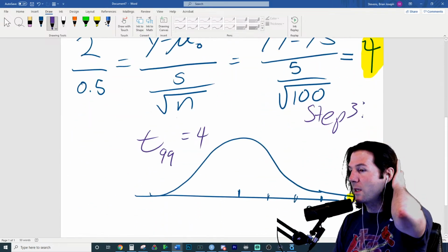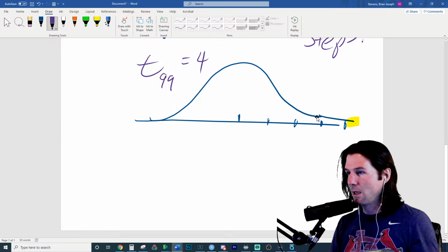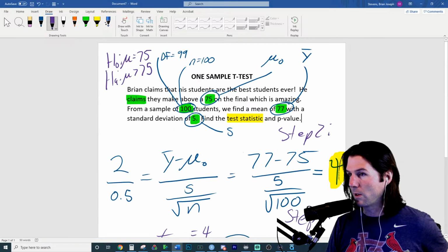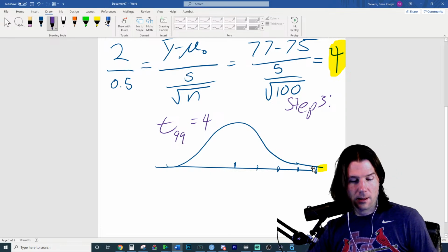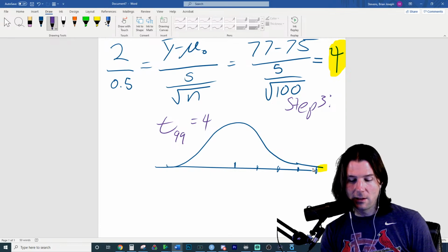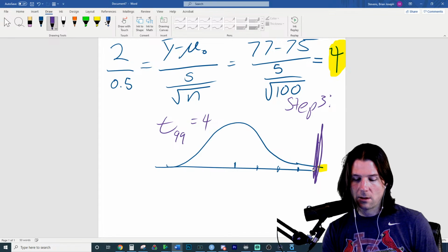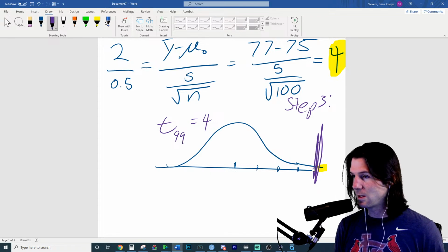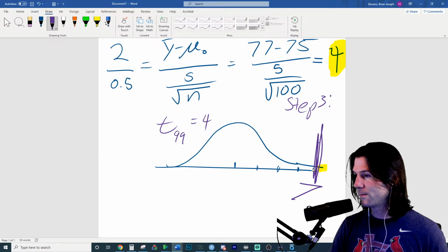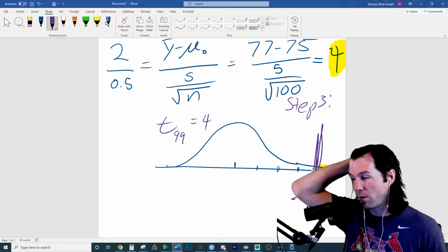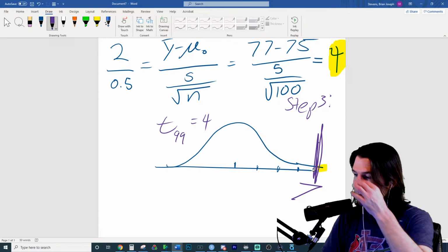So which way is Brian shading on the graphic down here? We landed at a t of 4. Do you see how we landed at a t of 4? This is where the t statistic is. And we are shading what to that? Since we're doing the greater than alternative, we are shading to the what of it?